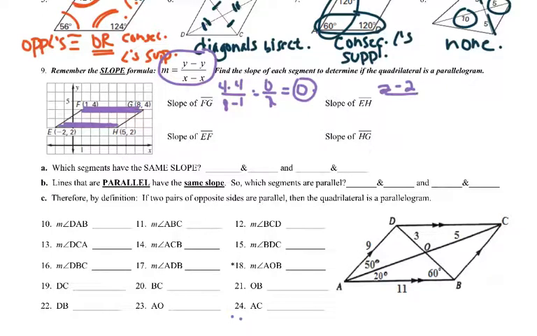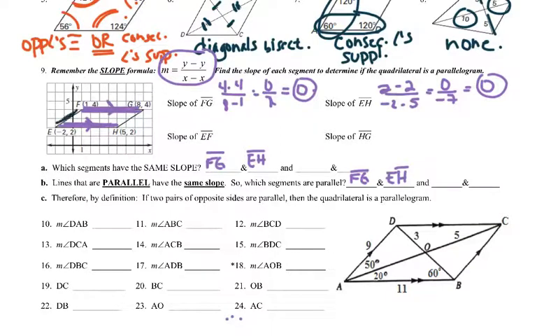So similarly, the slope of EH, 0 over negative 7, is also 0. So those two lines have the same slope, FG and EH. So lines with the same slope are parallel. FG and EH are parallel. So what that's telling us is we know that those two lines are parallel. So I'm going to mark those parallel.